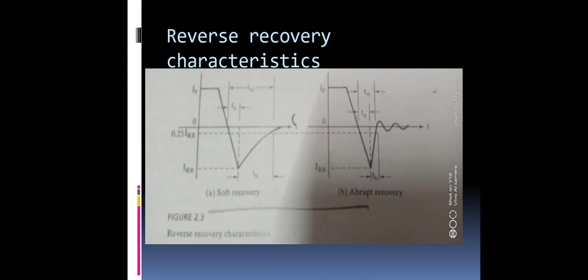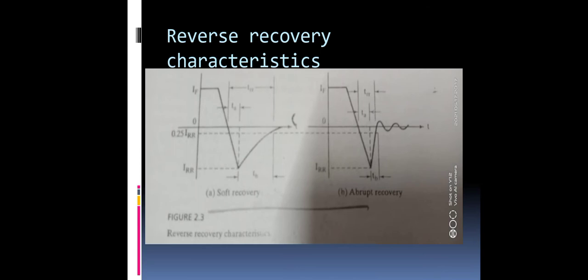Then this is the diagram of reverse recovery characteristics. Figure A shows the soft recovery, and figure B is the abrupt recovery. It is called the reverse recovery time. These are the two reverse recovery characteristics of junction diodes. First is the soft recovery.